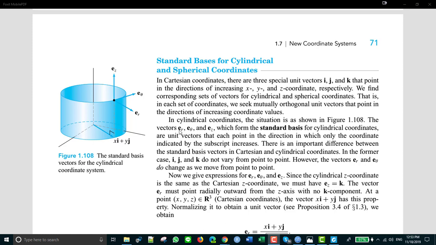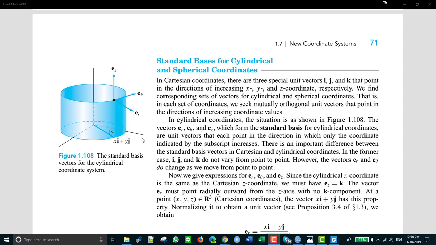So anyway, what we want is E sub r, E sub theta, and E sub z. And we want these to be mutually orthogonal and unit vectors. And we want them to point in the directions of increasing r, increasing theta, and increasing z. And she says there's one important difference between the standard basis vectors in the Cartesian system and in the cylindrical coordinate system. In the case of i, j, and k, their direction doesn't vary from point to point.